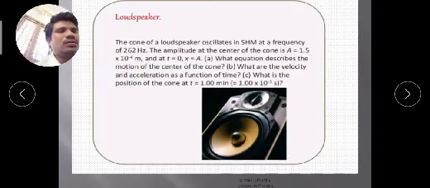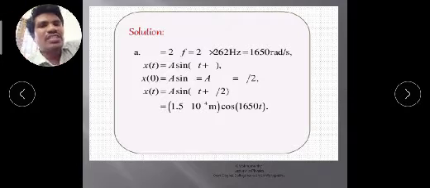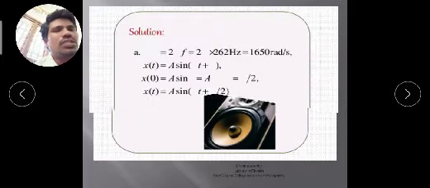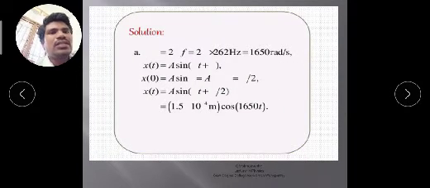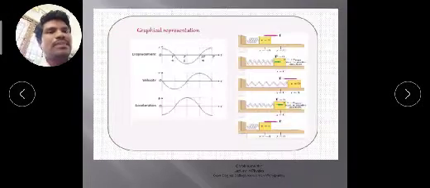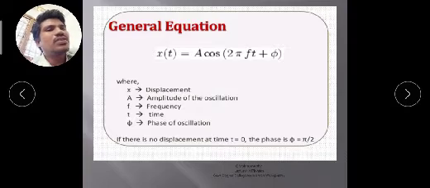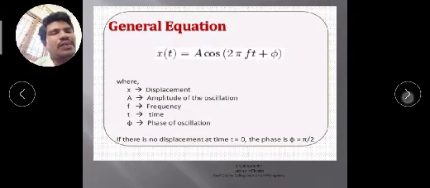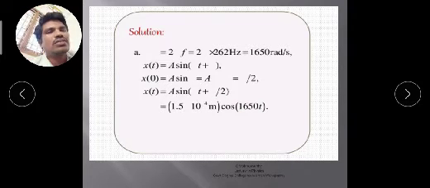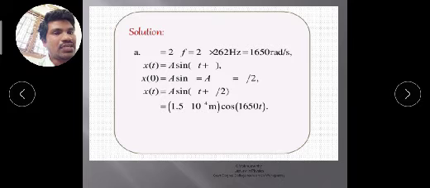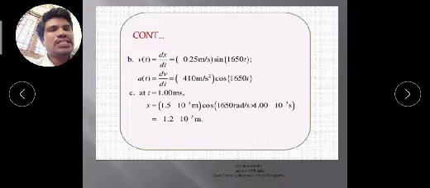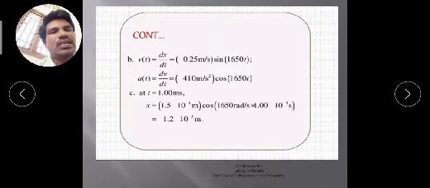And now we are going to the solution. This is the example for simple harmonic motion, and now we will calculate from this equation: x of t is equal to A cos of 2 pi f t plus phi. From this equation we calculate x of t is equal to 1.5 times 10 to the power of minus 4 meters times cos of 1650 t, and then velocity, acceleration and so on are calculated.